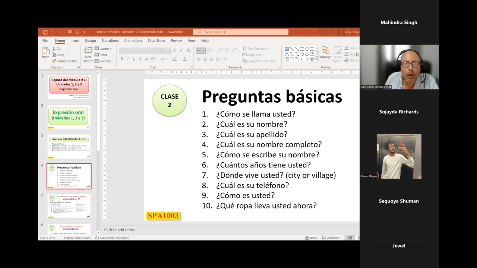9 y 10. ¿Cómo es usted? ¿Cómo es usted? Description. Soy alto, gordo, inteligente, probably cómico, tímido. I'm very shy, yeah. Maybe you think I'm lying, but no, I'm very shy. Tímido y, I don't know, whatever. So, soy this and this and this and that.